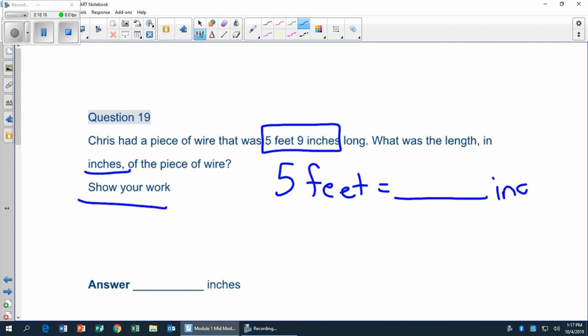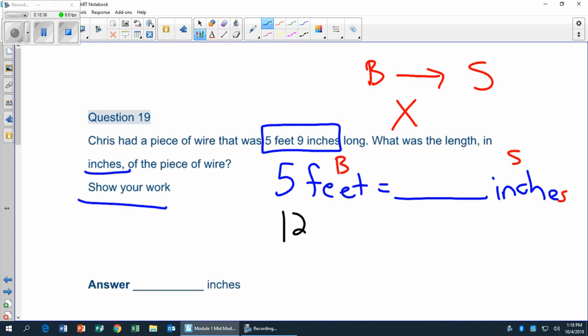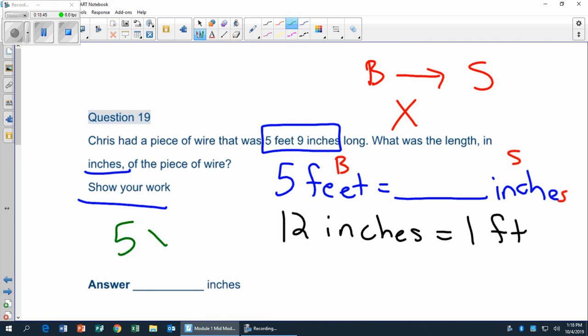And just like we had learned in class, we want to make sure this unit is bigger, this unit is smaller. So when we go from big to small, we multiply. That's what we learned. Big to small, multiply. So we need to know how many inches are in a foot. So we should know that 12 inches equals 1 foot. So then we know that we should multiply 5 times 12, and that gives us 60.